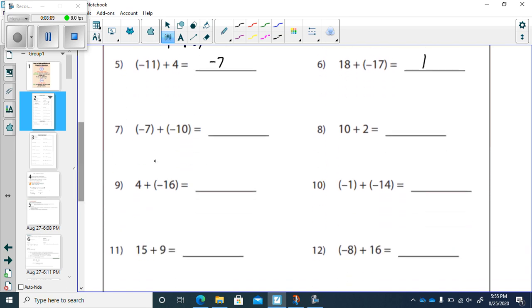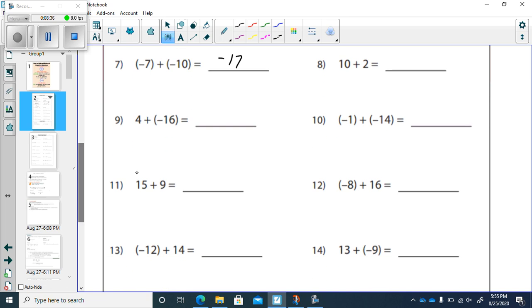Now let's look at number 7. Negative 7 plus negative 10. These have the same signs, right? If they have the same signs, I simply add them. That would give me 17. And I keep the sign I'm dealing with, negative 17. If I started at negative 7 on a number line, think about it this way, and I went back 10, I would be at negative 17.